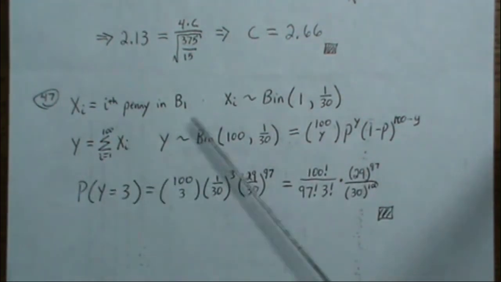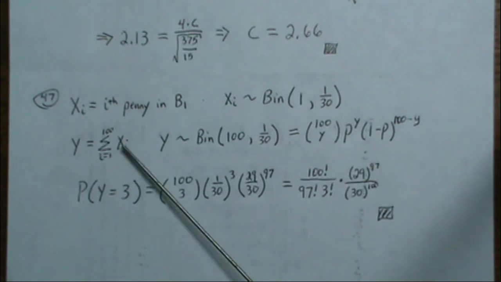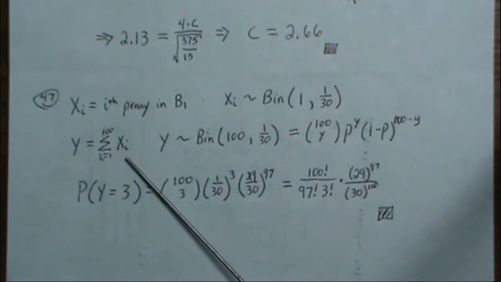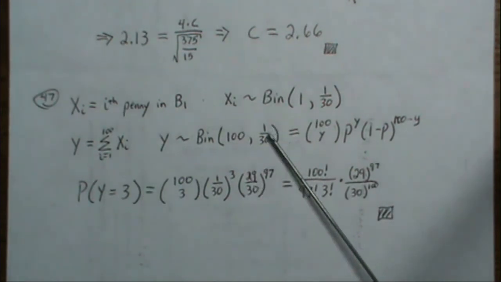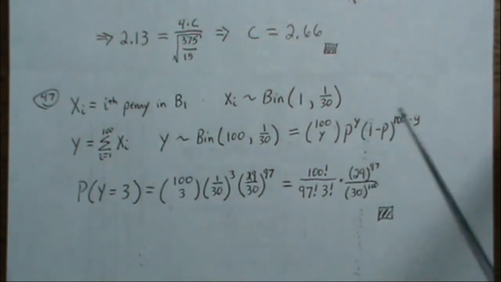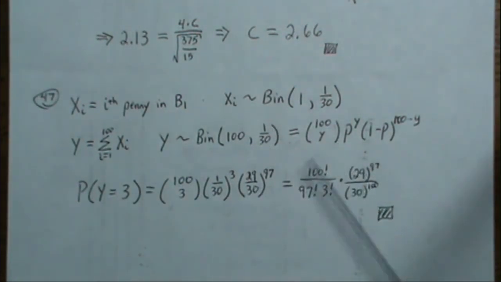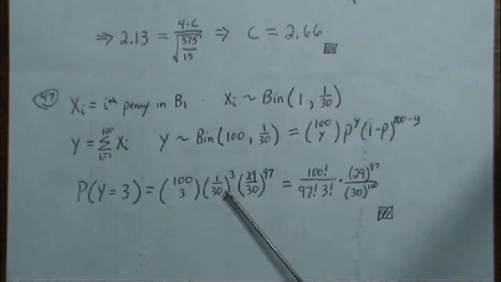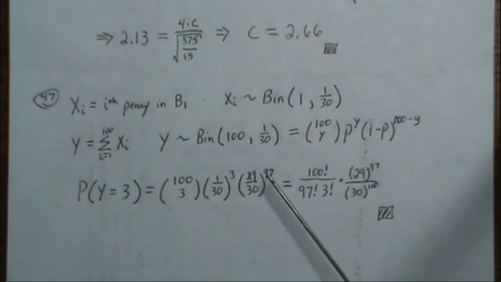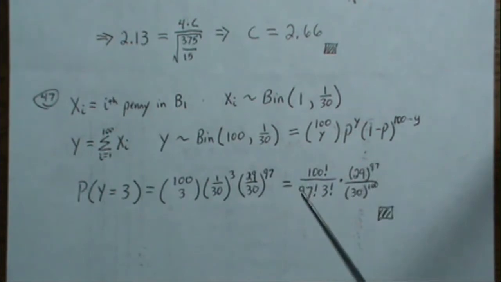Because the x's are independent Bernoulli with the same probability, Y is binomial 100, 1 over 30. And this is the density. So the probability that Y is exactly 3 is 100 choose 3, times 1 over 30 to the third, times 29 over 30 to the 97th, and then that simplifies to this equation.